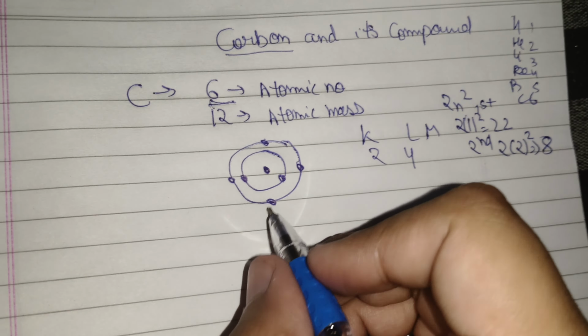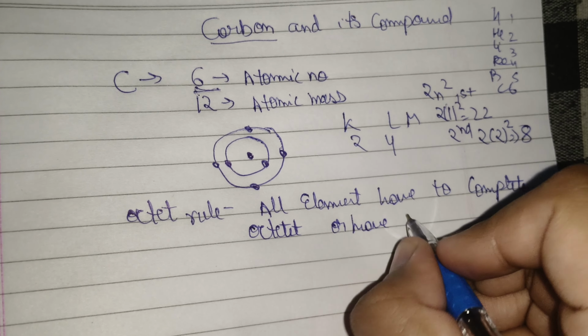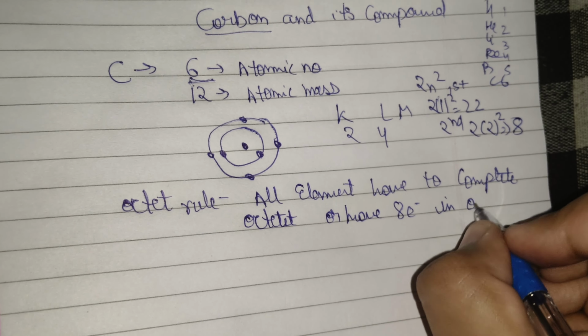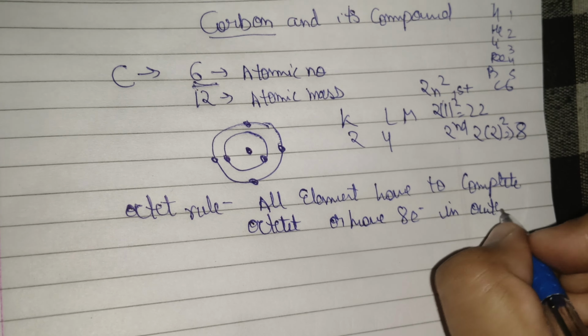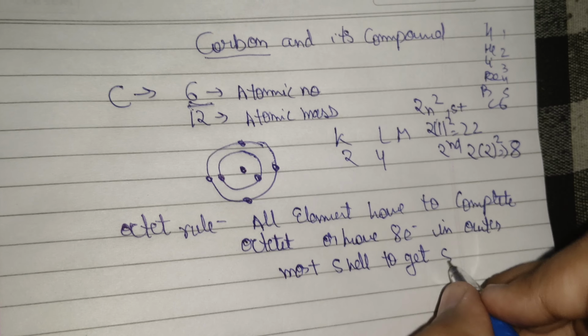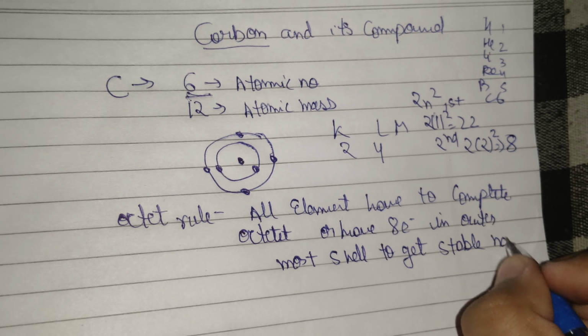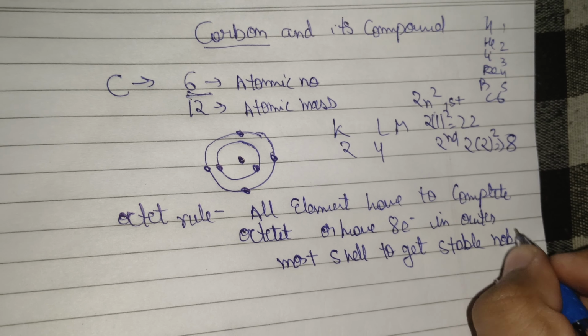As we know, according to the octet rule, all elements have to complete their octet, or have 8 electrons in the outermost shell, to get a stable noble gas configuration.